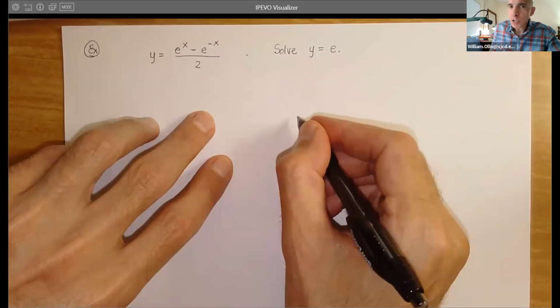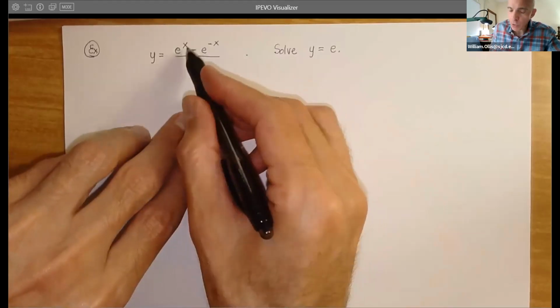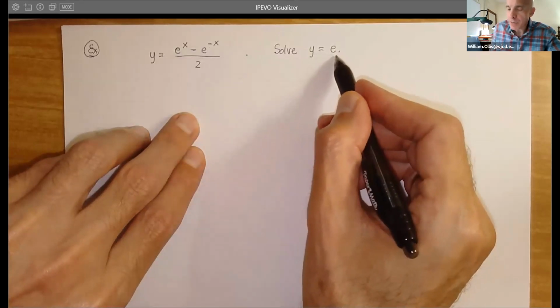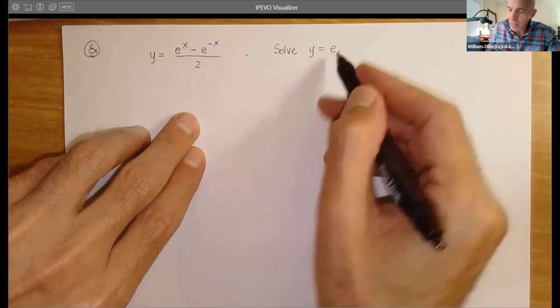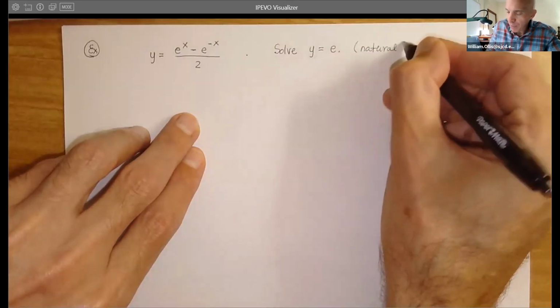Now, I'm not asking you to solve something that has no solution. So I want you to find the value of x that will give you an output of the standard base e. That's the natural base right there. This is kind of an interesting problem. Natural base e.